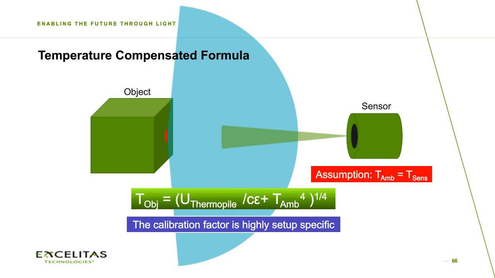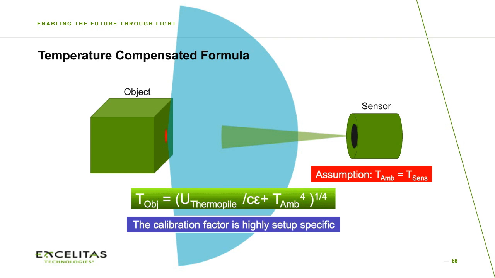So C is a calibration factor, which is highly setup specific, which means if we provide you a sensor, it is for a certain setup pre-calibrated. If you change this setup, meaning changing the distance, changing the object, changing the emissivity, whatsoever you're changing in your setup, your reading will be different from what you get from the factory.